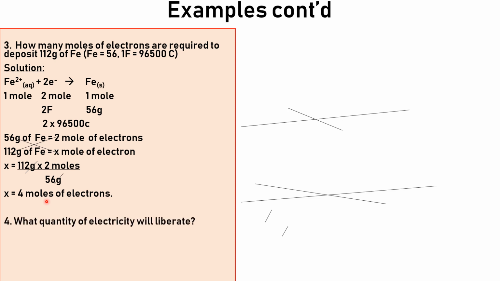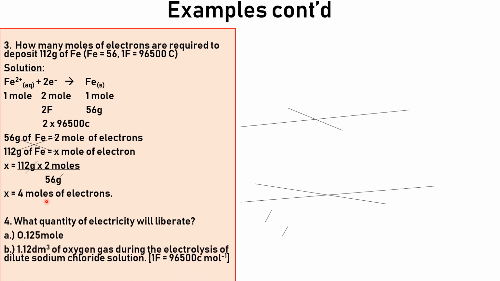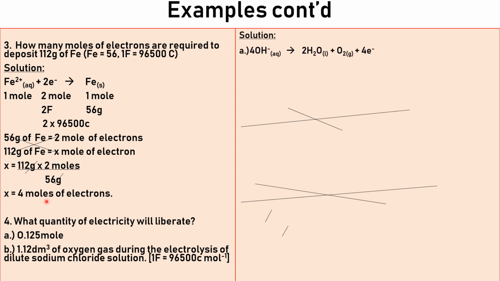Let's look at another example. Example number 2. What quantity of electricity will liberate A, 0.125 mole, B, 1.12 dm cube of oxygen gas during the electrolysis of dilute sodium chloride solution? 1 Faraday is equal to 96,500 coulomb per mole. So how do we solve this? Can you solve it, or should I solve it for you? You need to learn to do things by yourself. So what is going to be the solution?